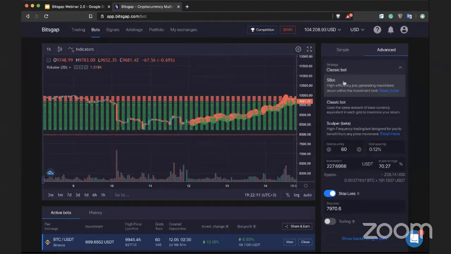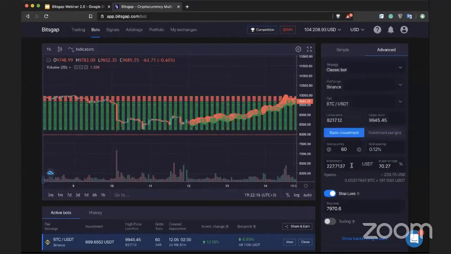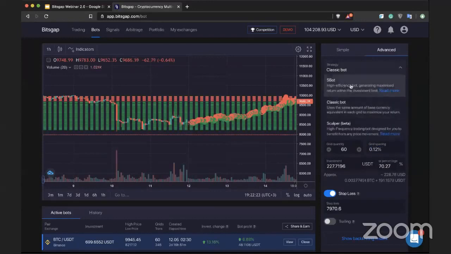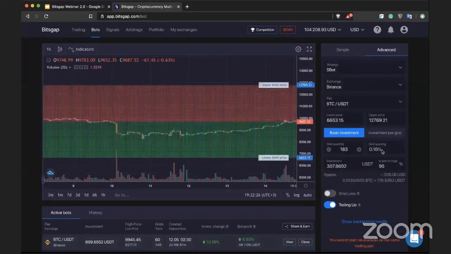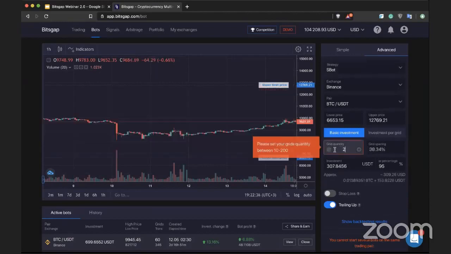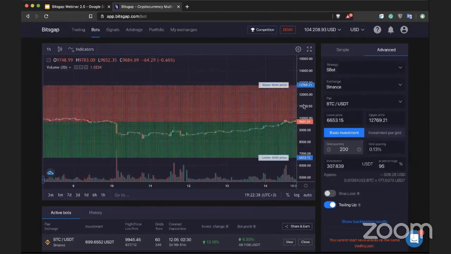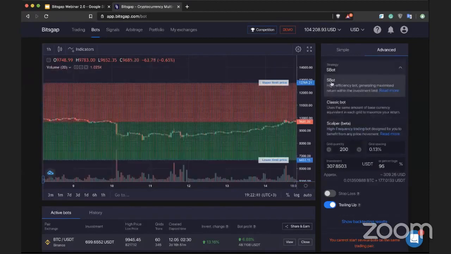So with the implementation of the SBot, which is our brand new product, we have grid spacing reduced. It was previously 0.2, and with the implementation of SBot, the minimum you can have is 0.10. So we minimized it by twice. You can also set a higher amount of grid levels. So now you can have 200 grid levels in total. So thanks to the implementation of the SBot, new changes finally happened.